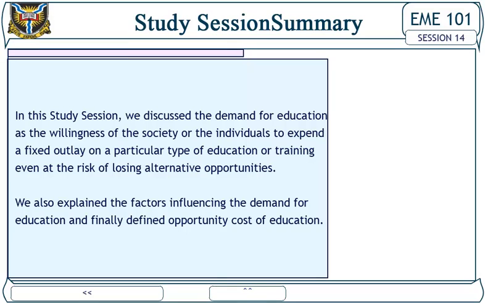Study session summary. In this study session, we discussed the demand for education as the willingness of the society or the individuals to expend a fixed outlay on a particular type of education or training, even at the risk of losing alternative opportunities. We also explained the factors influencing the demand for education and finally defined opportunity costs of education. End of study session 14.